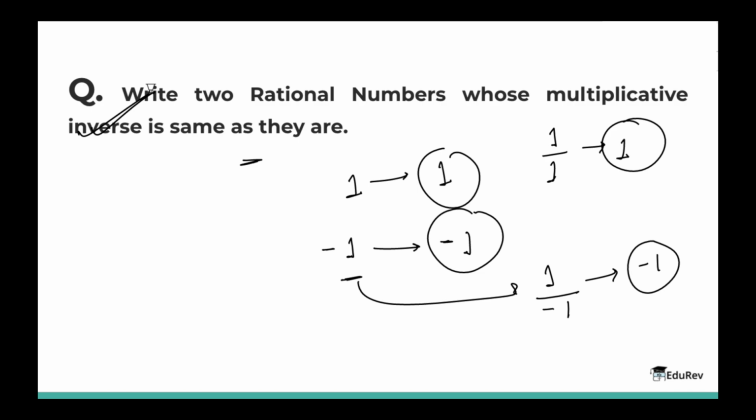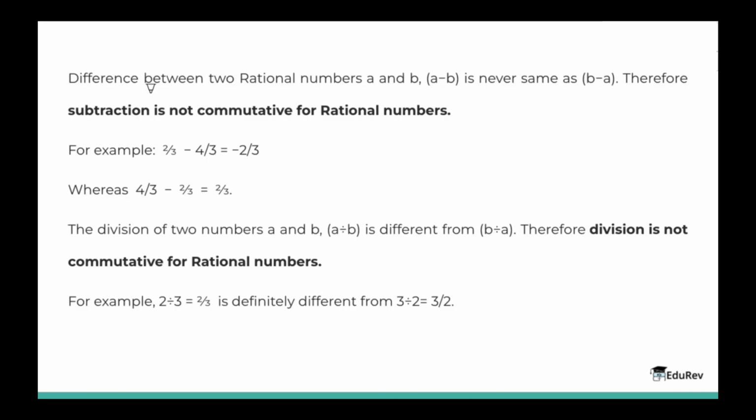So let's move further. Now, the opposite case is going to be seen in the difference between two rational numbers, opposite in comparison to multiplication and addition, which we just saw. So, considering the difference between two rational numbers, a and b, a minus b is not going to be the same as b minus a. Therefore, subtraction is not commutative for rational numbers. And an example can be that 2 by 3 minus 4 by 3 is nothing but minus 2 by 3, whereas 4 by 3 minus 2 by 3 is going to be 2 by 3.